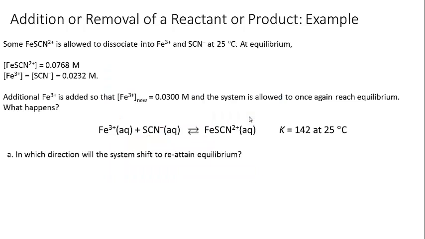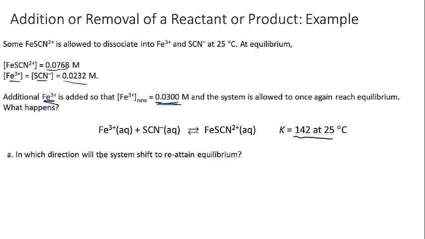And now let's look at a numerical example. What we want to do is look at that same system we were looking at earlier, the iron thiocyanate system. The equilibrium constant is 142. And we have a system that's at equilibrium, where the concentration of iron thiocyanate is 0.0768, and both the iron 3 plus and the thiocyanate are 0.0232. So that's at equilibrium. And then we add some extra iron 3 plus. So now the iron 3 plus concentration is 0.0300. So it's no longer at equilibrium.